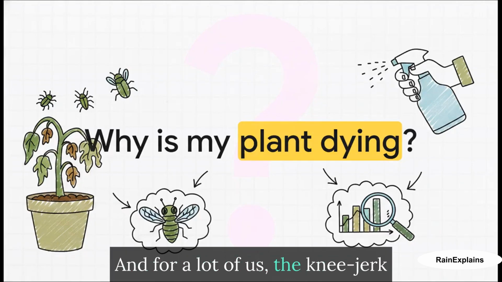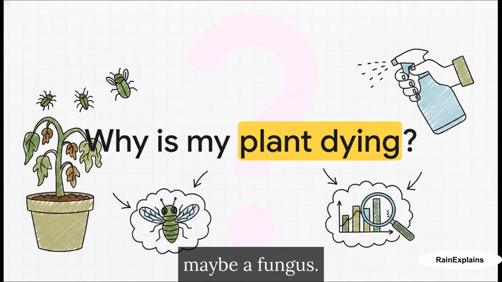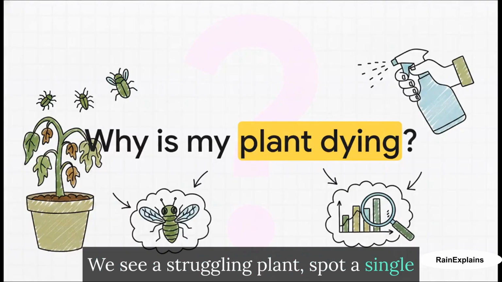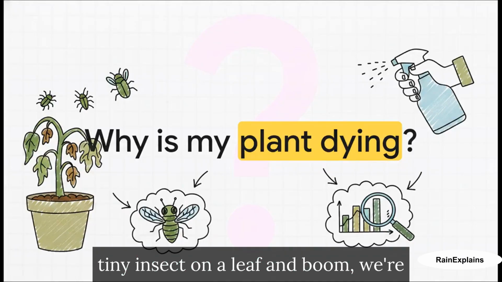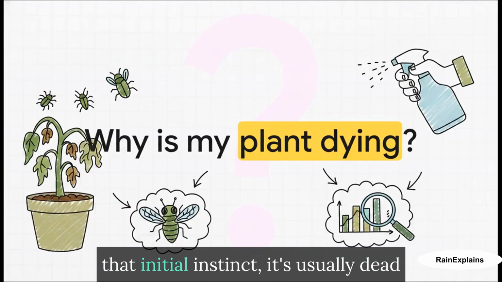And for a lot of us, the knee-jerk reaction is to instantly blame a bug or maybe a fungus. We see a struggling plant, spot a single tiny insect on a leaf, and boom, we're rushing to the garden center for a spray. But as we'll see as we analyze this data, that initial instinct, it's usually dead wrong.